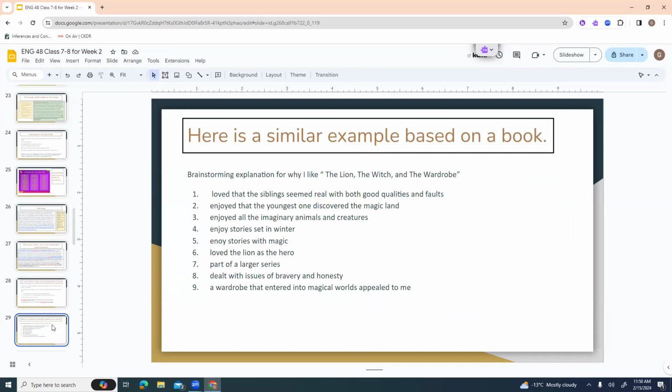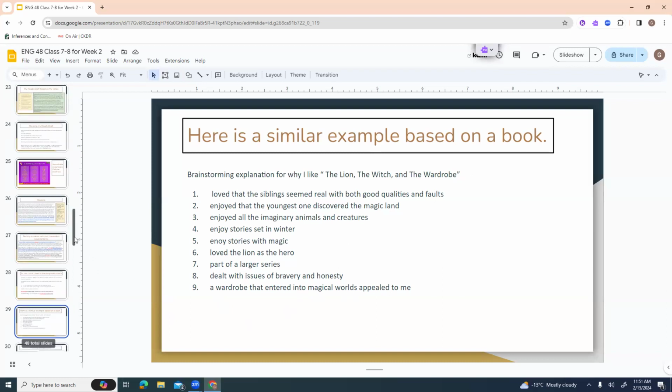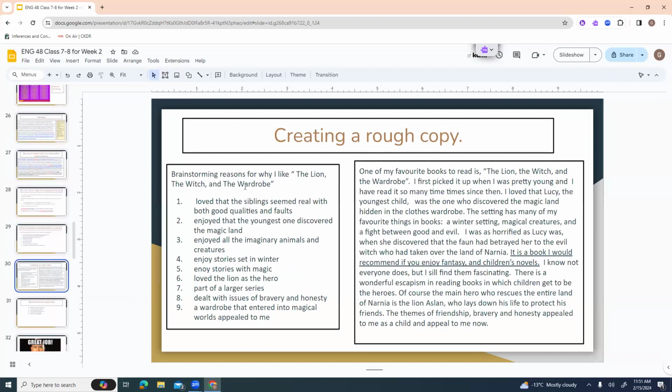Okay. You do not have to use a TV show. You are welcome to use a book. You would just follow the exact same process. So here is the brainstorming process for the book, The Lion, the Witch, and the Wardrobe. Here are a bunch of my reasons for why I like that book. And then same thing, I would take those brainstorming reasons and turn them into a rough copy for why I like that book.